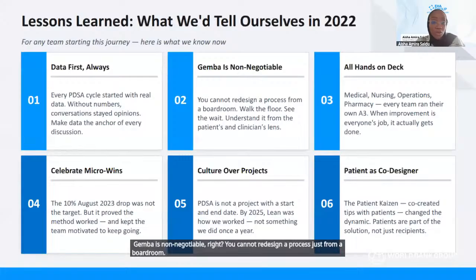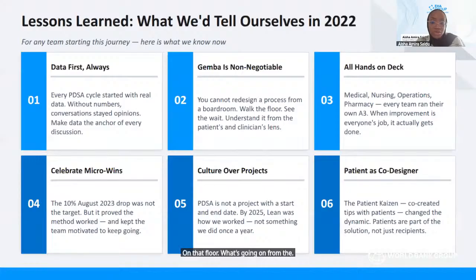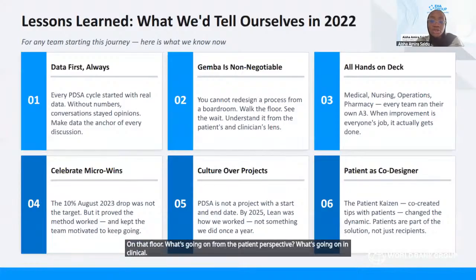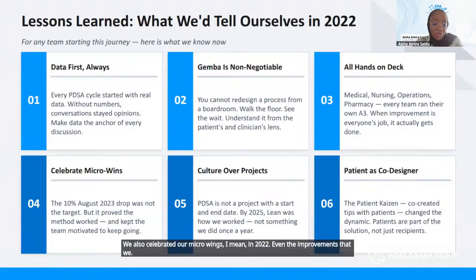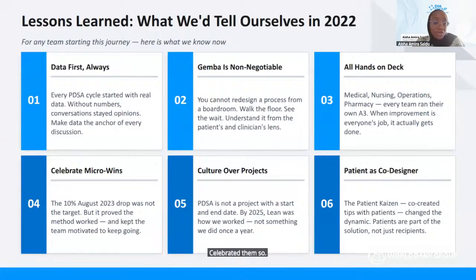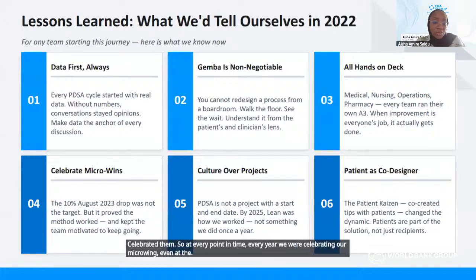You have to look at what is really going on on that floor, what's going on from the patient perspective, what's going on from the clinical lens. Then also ensuring that everybody is involved. It's not a one-man job. So we had to ensure that all the clinical teams own their A3 improvement project and got it done. We also celebrated our micro wins. I mean, in 2022, even the improvements that we made, we celebrated them. So at every point in time, every year, we were celebrating our micro wins, even at the same time that we were unable to get to our target, but we still celebrated our micro wins.